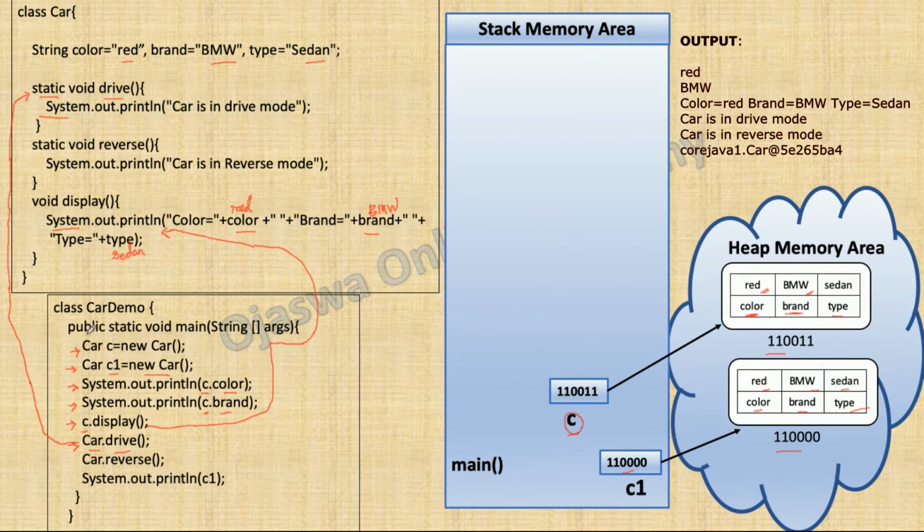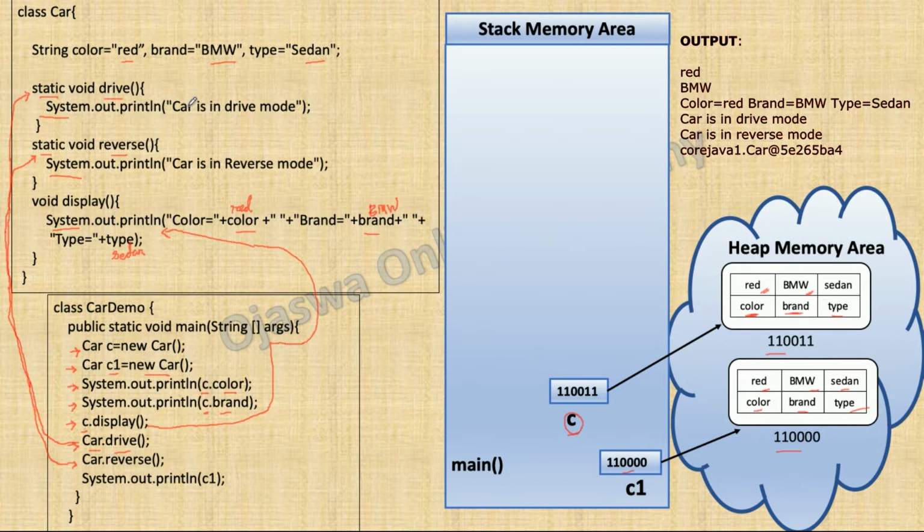The next statement is again a method call, Car.reverse. Reverse is also a static method. You don't need to create an object. You can directly call it using class name. So from here, the control of the program will go to the reverse method. And the code inside the reverse method will get executed. System.out.println, car is in reverse mode. This will get printed to the output screen.